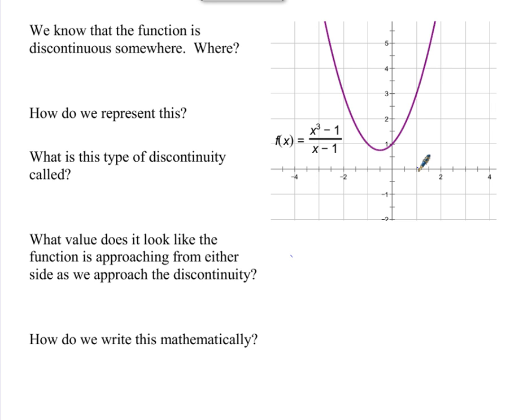So when x is 1, we go up to our function right here, and there should be nothing there, right? That's what we call a hole. So I'm going to represent that hole with an open circle there. All that means is there isn't anything there. It's not a vertical asymptote, it's actually a hole. What type of discontinuity is this called? It's a hole. How do we represent this? A little open dot right there. The discontinuity is at x equals 1.